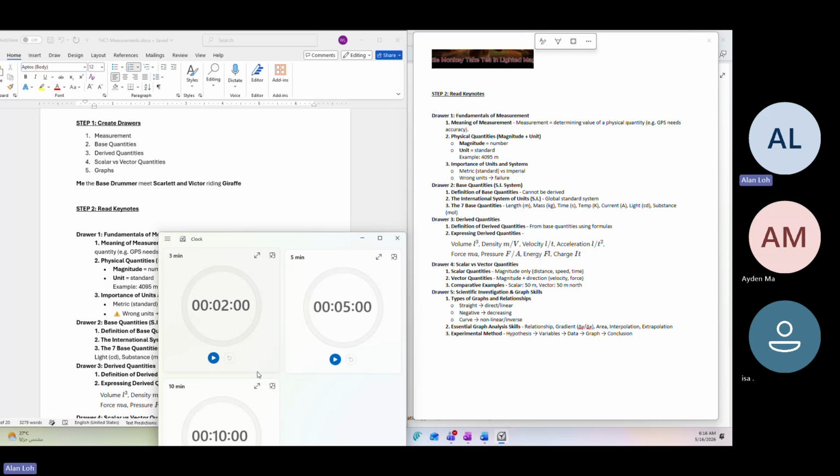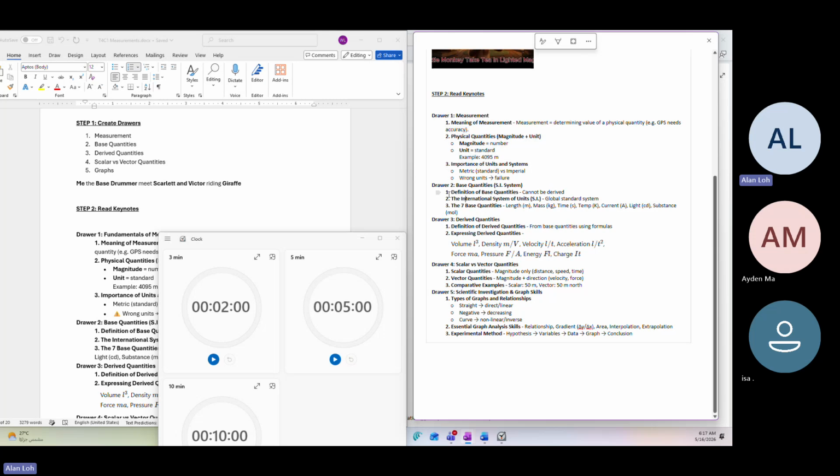Right, time's up. So let us spend a little bit of time to break down the drawers. I think you should now have some idea of the names of the drawers, based on the main story. There are 5 drawers. So how do you read these keynotes? Each drawer has its own key concepts. For example, drawer number 1 has 3 key concepts here.